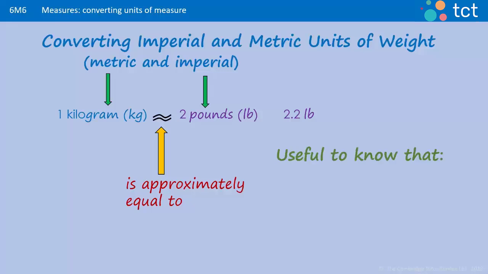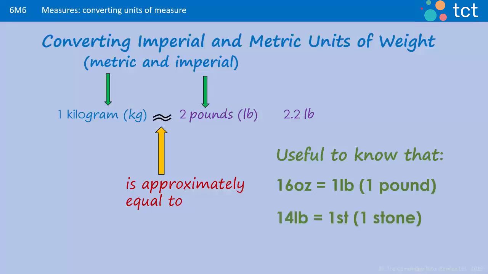And just in case you didn't think imperial measures were confusing enough, something that you do need to know is that 16 ounces is the same as 1 pound. 14 pounds is the same as 1 stone.